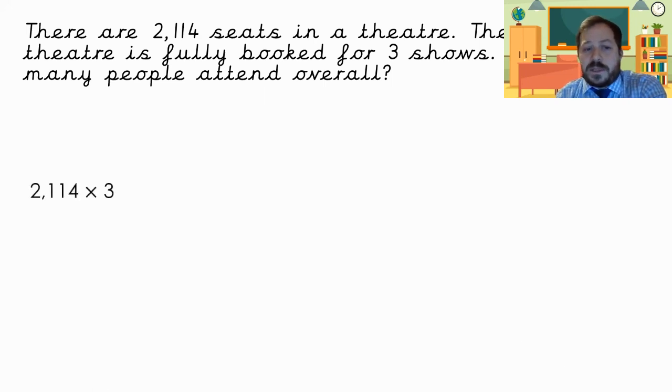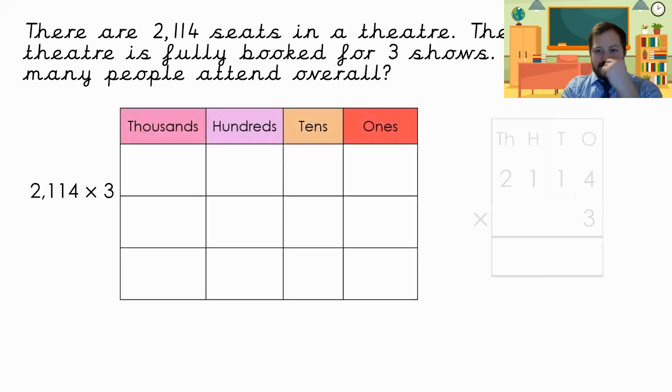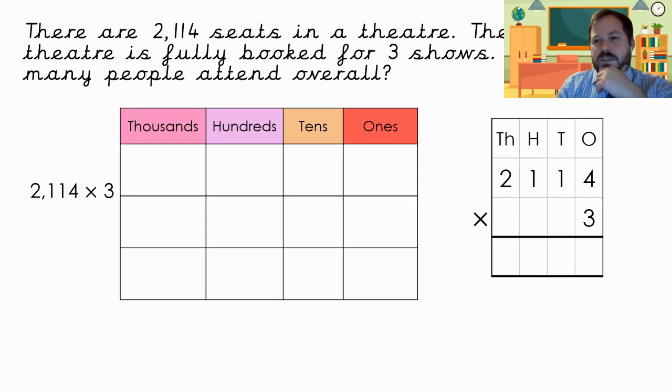Okay, so the question is going to be 2,114 times 3. So let's put it into our place value grid and into our written method. We're going to do both. You could have just chosen to do one, but I'm going to show it in both. We put 3 rows because we're timesing by 3.